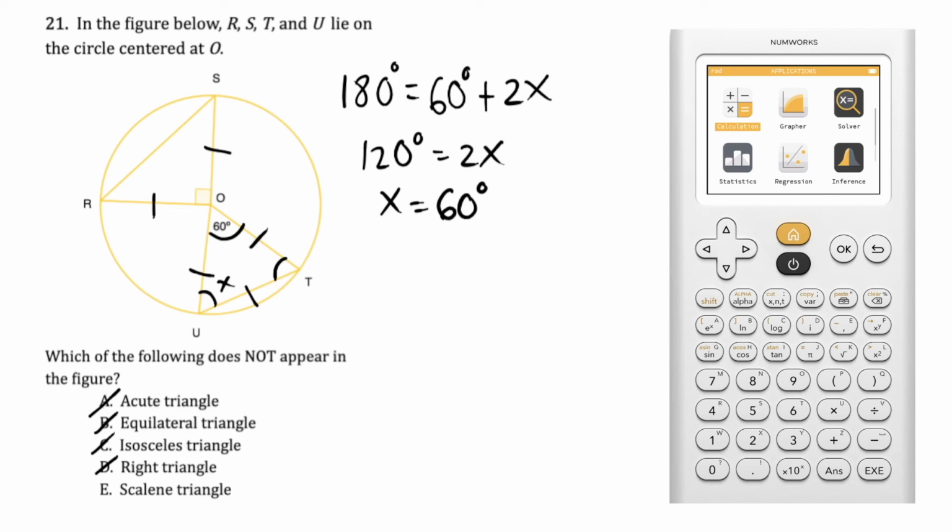So the last thing that we are left with is a scalene triangle. And again, if we look at our two figures, we can see that we have two sides that are congruent on both of our triangles, meaning that yes, a scalene triangle does not appear in the figure above. So that would be our answer.